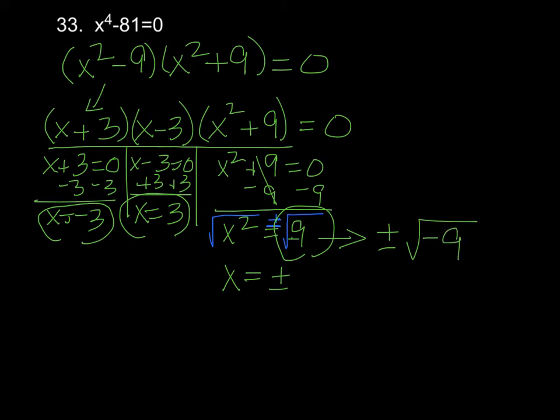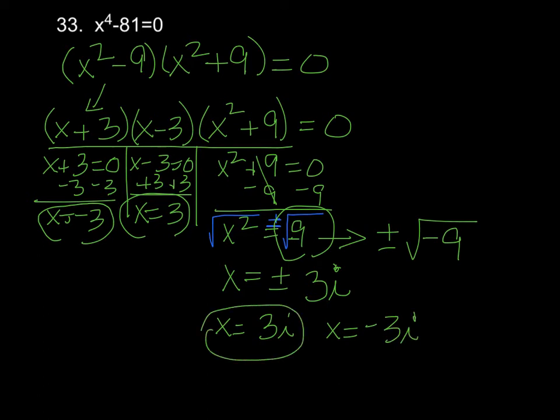There we go. All right, now, remember, whenever you have a negative underneath the square root, that's an i. So basically, you just take the square root of the 9, which would be 3, and because there's a negative attached with it, i. So our two solutions here would be x equals 3i and x equals negative 3i. So all together, we have 4 solutions: x equals 3, x equals negative 3, x equals 3i, and x equals negative 3i.